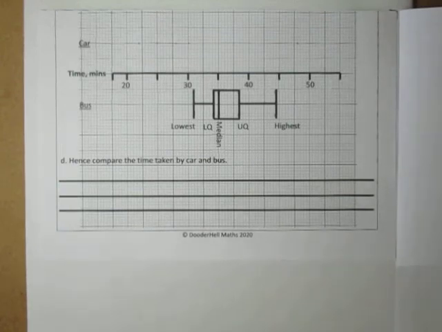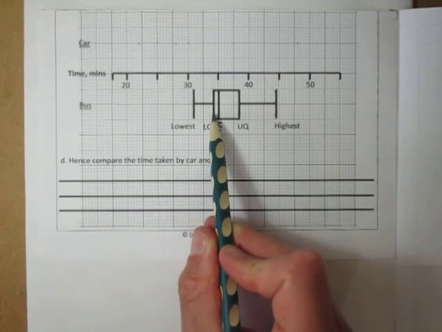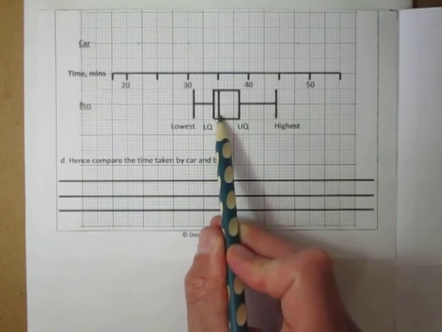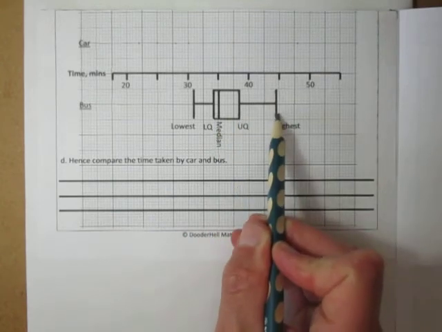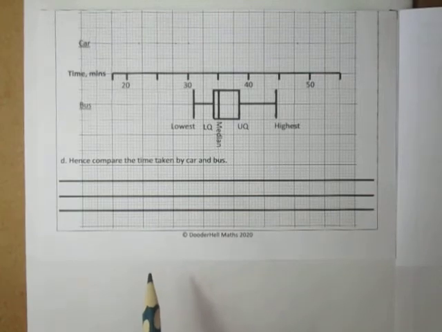Now, you can see with this box plot that I've another one that's been drawn here for the times taken to school by bus. You can see that was the lowest time taken, the quickest. We've got the lower quartile here, the median, the upper quartile, and the highest value, the longest time it took to get into school. Well, if we can plot those same summary statistics for the car, we should be able to use those box plots to make a comparison.